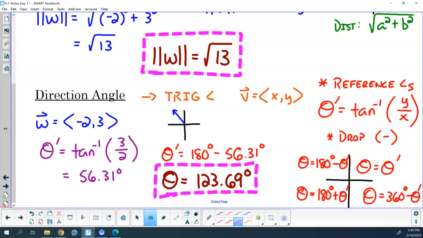So W is a vector that is the square root of 13 units long, and it has a direction angle of 123.69 degrees on the unit circle.